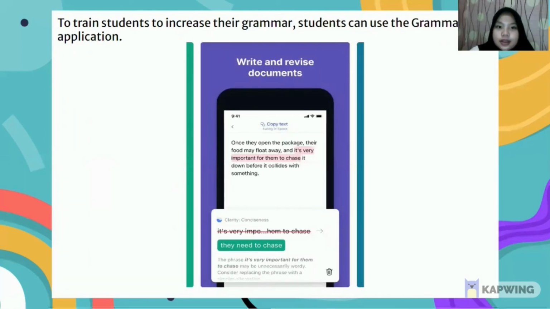To train students to increase their grammar, students can use the Grammarly application. The Grammarly application can check the writing that we make in accordance with the grammar rules.